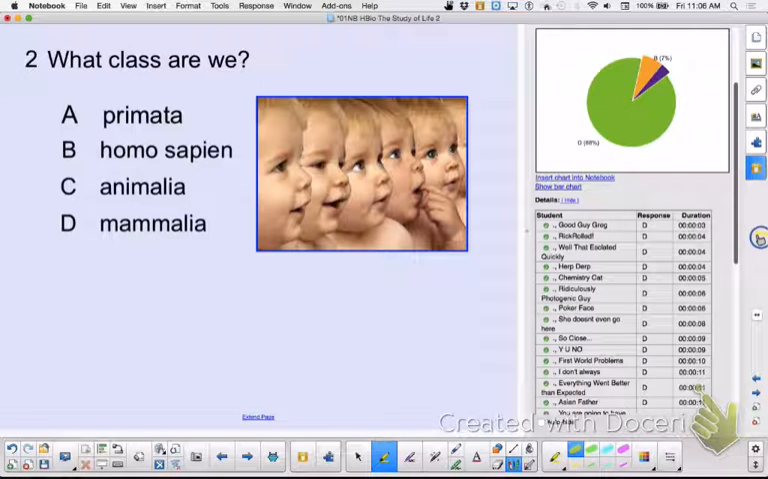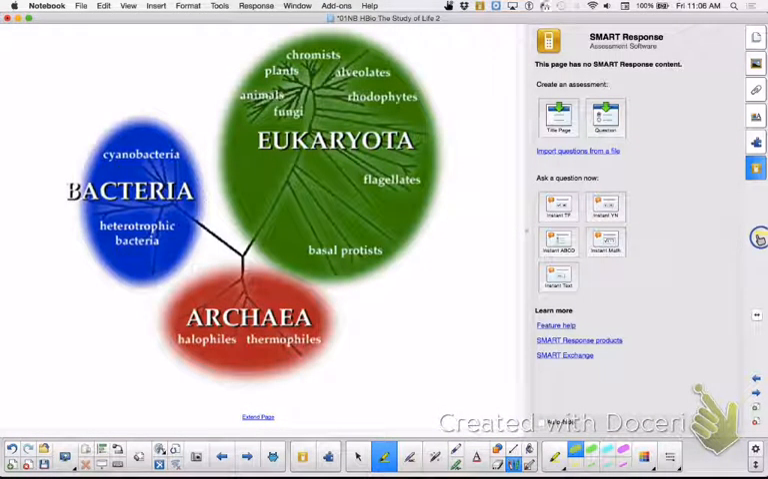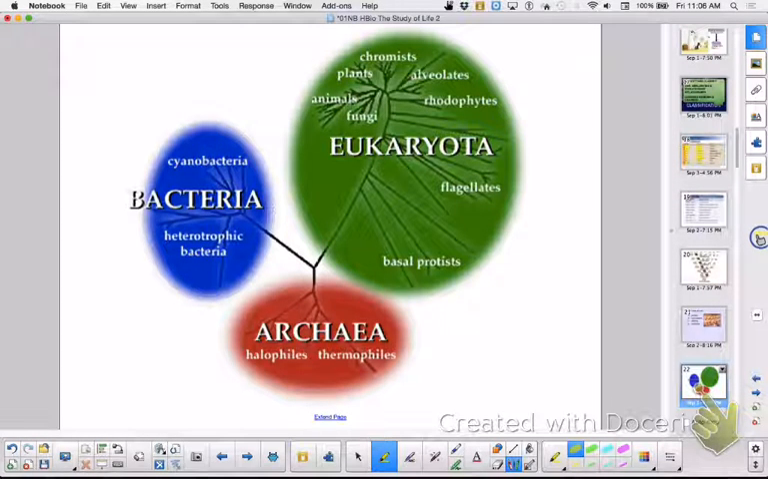Success. So remember, when we say what class, what does everybody have in this class? Nipples and hair. So we're mammals. All right. The three big domains.